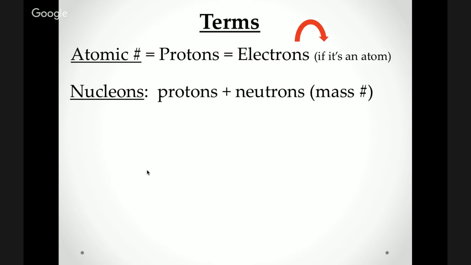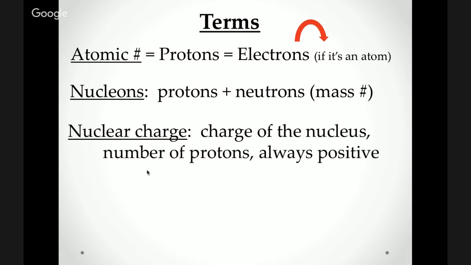Nucleons is another name for what's in the nucleus. And we've already looked at that simple Bohr model, and we can recognize that protons plus neutrons are considered the nucleons. And this is also what gives us our mass number, not to be confused with atomic mass, which we will talk about later on as well.